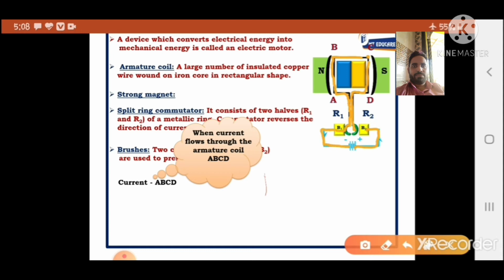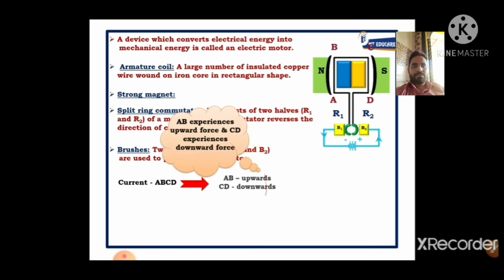Are you understanding how the current is flowing? Pay attention, it is very important. So current is going to flow in this way only. Now let us see what happens when the current flows through the armature coil A, B, C, D. Basically this AB part moves upward and the CD part goes downward. This you should know, remember these things.